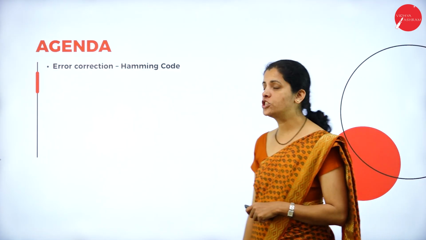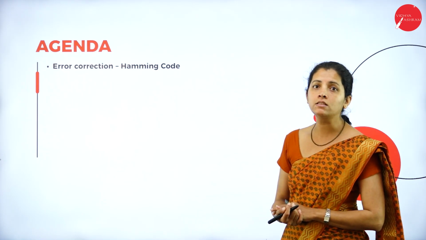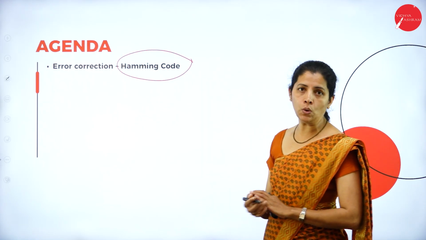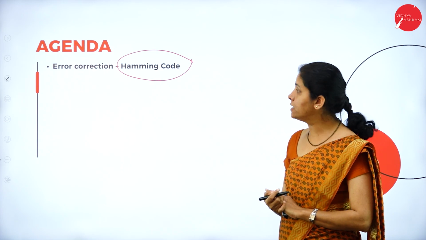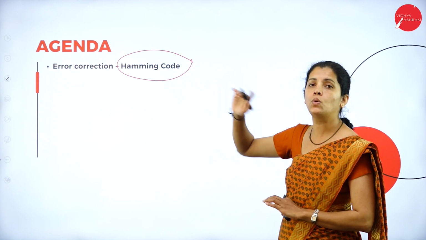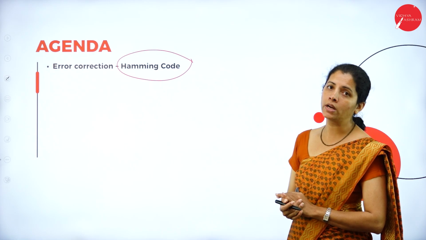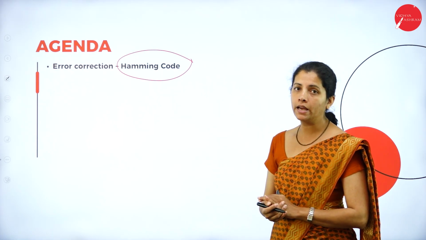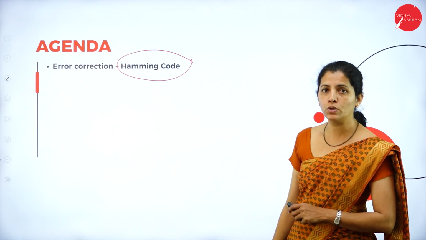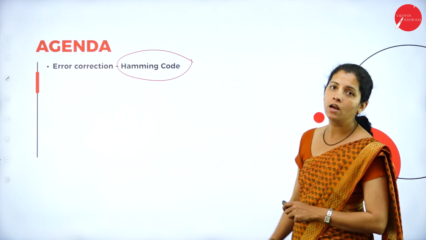But in today's session, I'm going to discuss one more error correction technique, that is Hamming code. Hamming code is an error detection as well as error correction technique, and it is used to correct only one bit error. If I consider errors, there are two types: single bit error and burst error. By using Hamming code, I can correct only one bit, and it is called a single bit error.